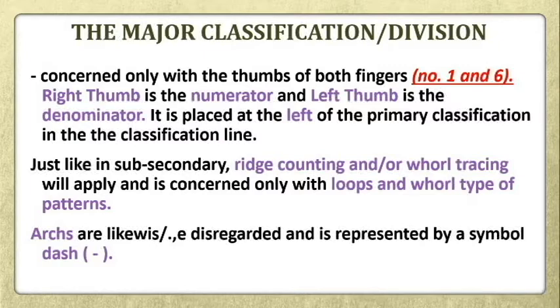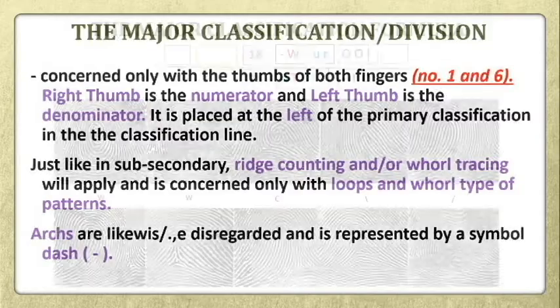Just like in sub-secondary, bridge counting and/or whorl tracing will apply, and it is concerned only with loop and whorl patterns. Just like the sub-secondary, arch will be represented by the symbol of a dash.